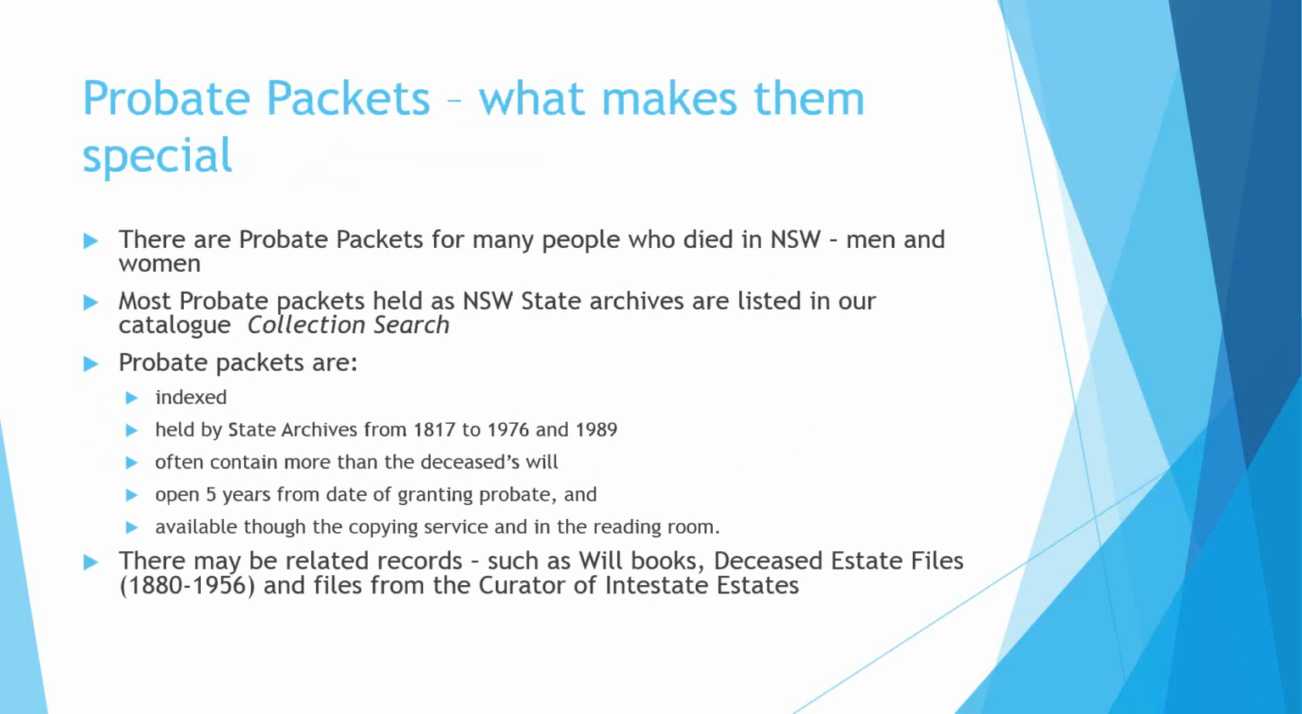So we're going to start by looking at probate packets and what makes them special. One of the first things to know is that there are probate packets for many people who died in New South Wales, all those people who had property, and not just men. So often in the 19th century, records that survive relate to men and what they're doing in the world. And if you do find documents relating to women, it's often to do with birth, death and marriage records.